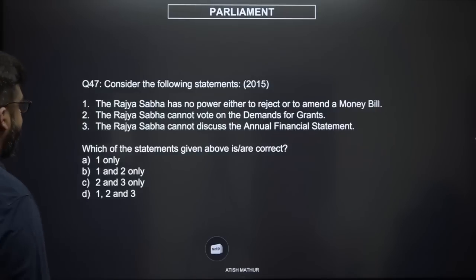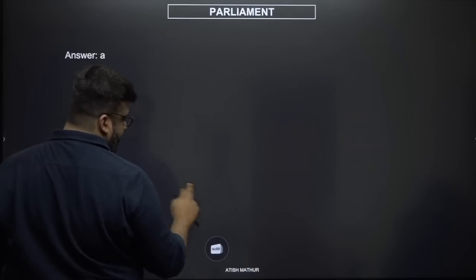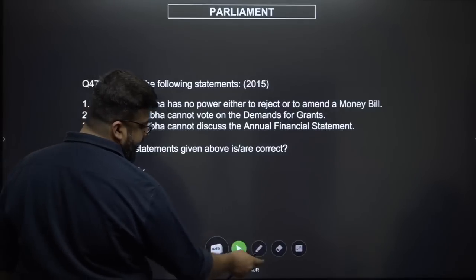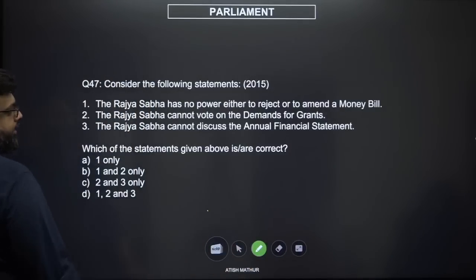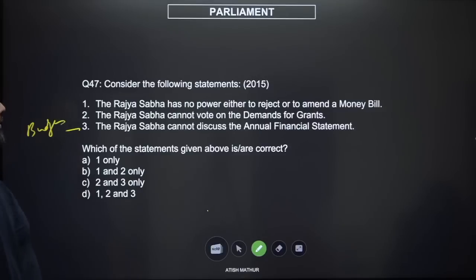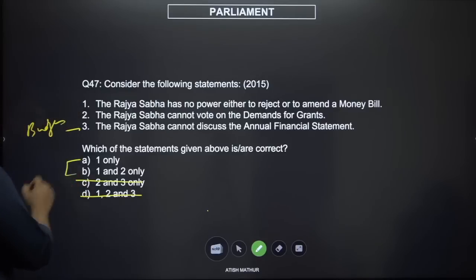What is definitely true, right? What is definitely wrong here? The Rajya Sabha cannot discuss the annual financial statement, which is the budget. The Rajya Sabha definitely can discuss the budget. So C and D are out. Now you're left with A and B. That the Rajya Sabha has no power to reject or amend a money bill. They only can give suggestions. That definitely sounds all right.